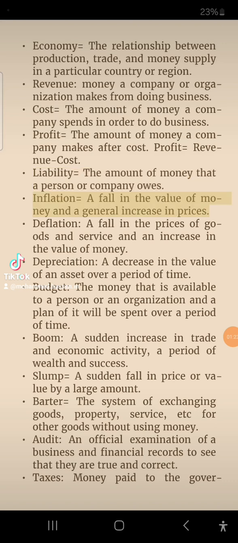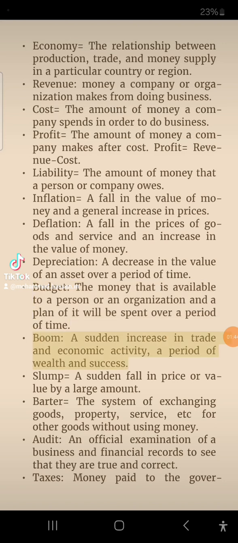Inflation equals a fall in the value of money and a general increase in prices. Deflation. A fall in the prices of goods and services and an increase in the value of money. Depreciation. A decrease in the value of an asset over a period of time. Budget. The money that is available to a person or an organization and a plan of how it will be spent over a period of time.